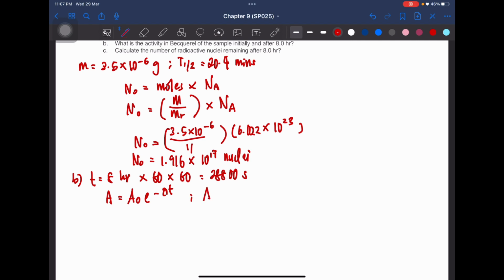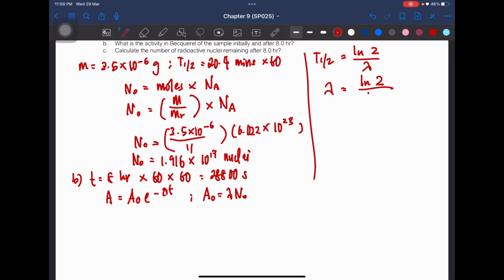Okay, so sekarang ni kita tahu the initial activity can calculate using this equation here. However, we do not have the decay constant. So decay constant ni kita akan guna the half-life. Ln 2 over half-life. So lambda is ln 2 over half-life, which is 20.4 minutes. So I'm just going to times it with 60. So 20.4 times 60 is 1224 seconds. So this is 1224. So we'll get the decay constant to be equal to 5.66 times 10 negative 4 per second. Okay, so that is the decay constant.